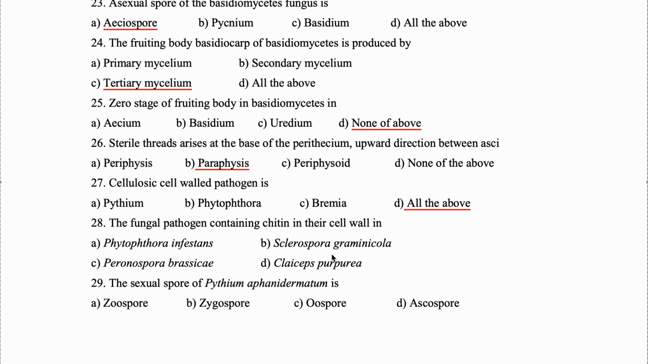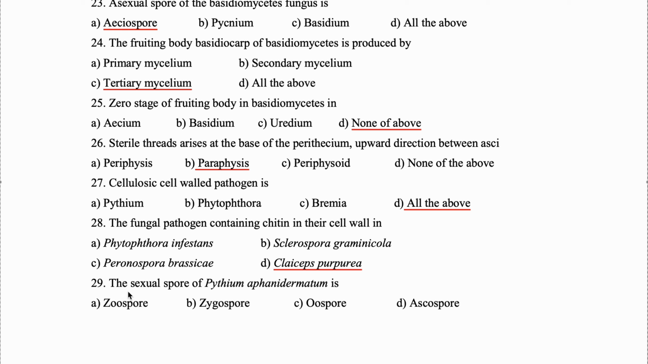Sclerospora, again a downy mildew genus, belongs to Oomycota. Next, Peronospora, again Oomycota. So Claviceps purpurea belongs to Ascomycota, which is a higher fungi. And higher fungi have chitin and glucan in their cell wall.